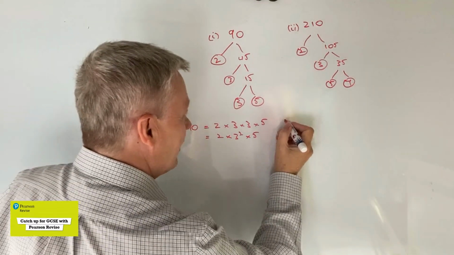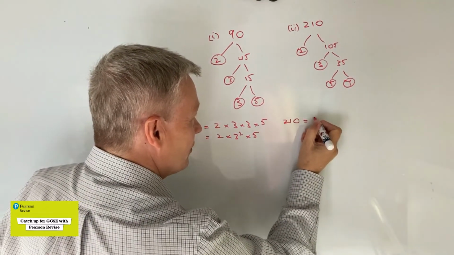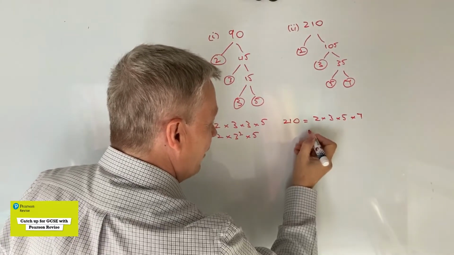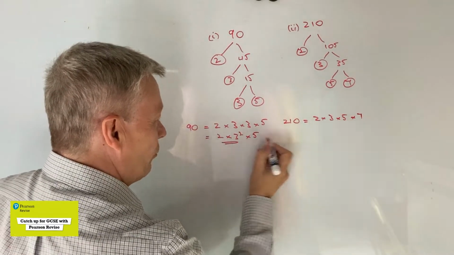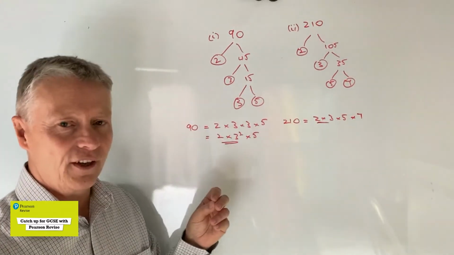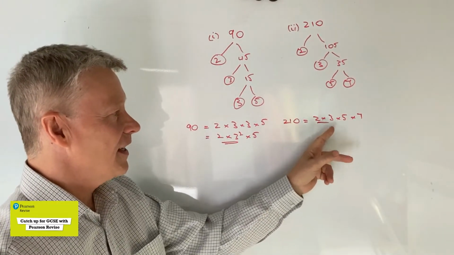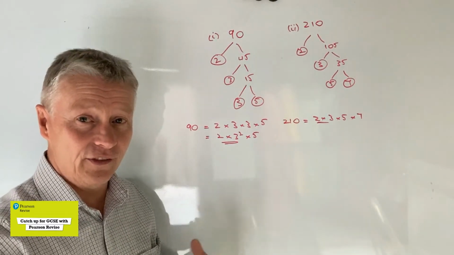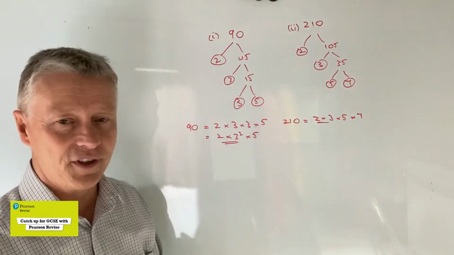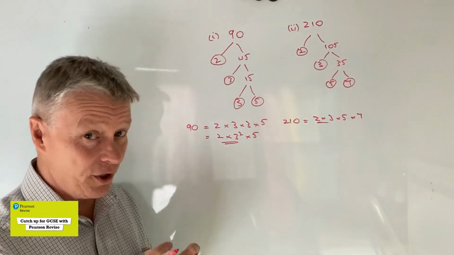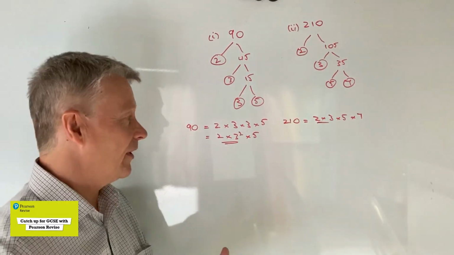So I can write 210 equals 2 times 3 times 5 times 7, and again that would be the correct answer for this question. Let's just check that. 2 times 3 is 6, 6 times 5 is 30, and 30 times 7 is 210. So that's part A of this particular question. Hope that's okay for you.